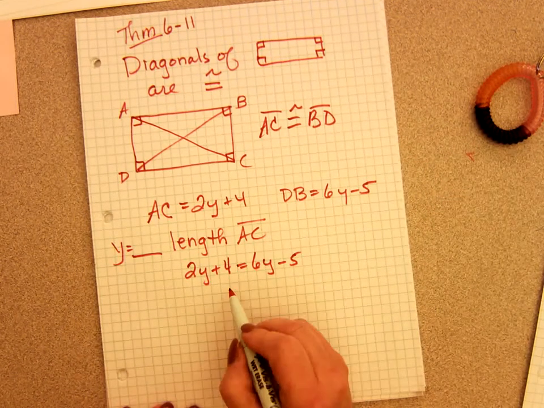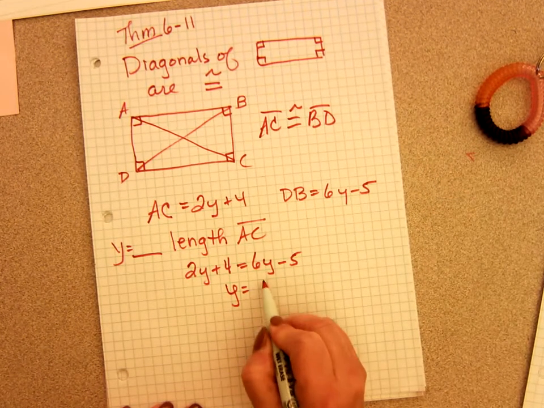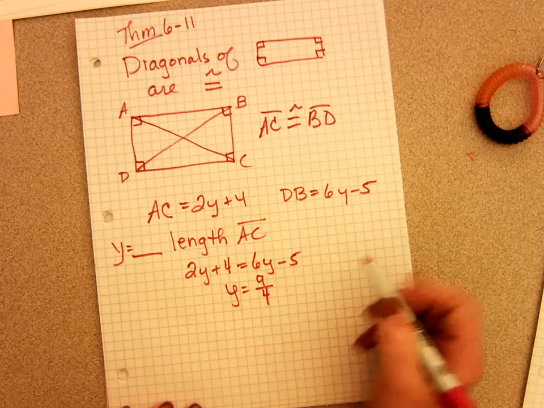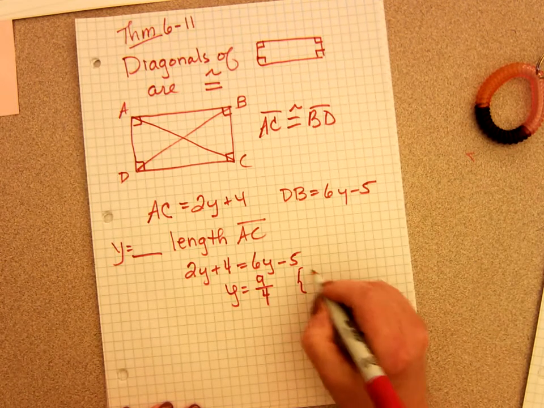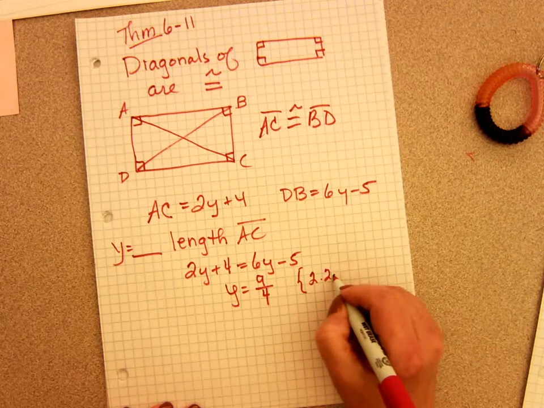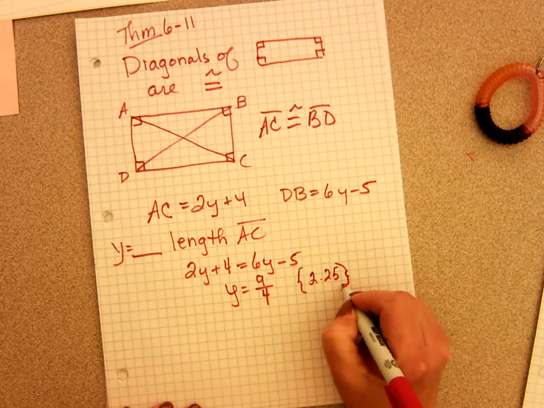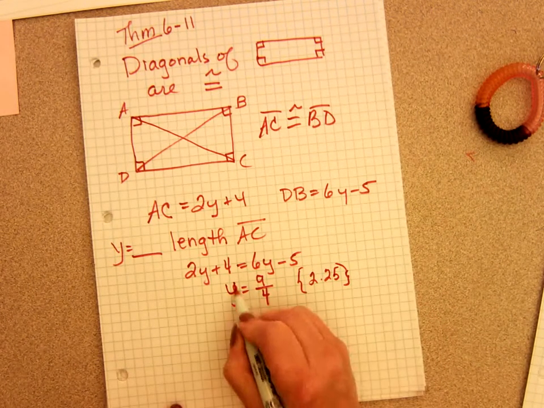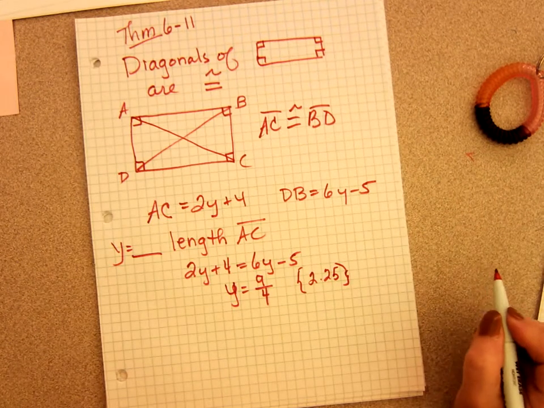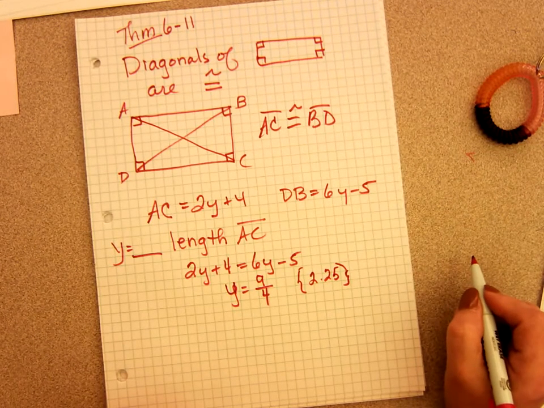Oh, very good. Y is 9/4. For those of you that can't stand fractions, yes, it's 2.25. But I'm going to leave it as 9/4 because I have to use it, don't I? I'm not done. I have one more thing I have to do. What do I have to do?